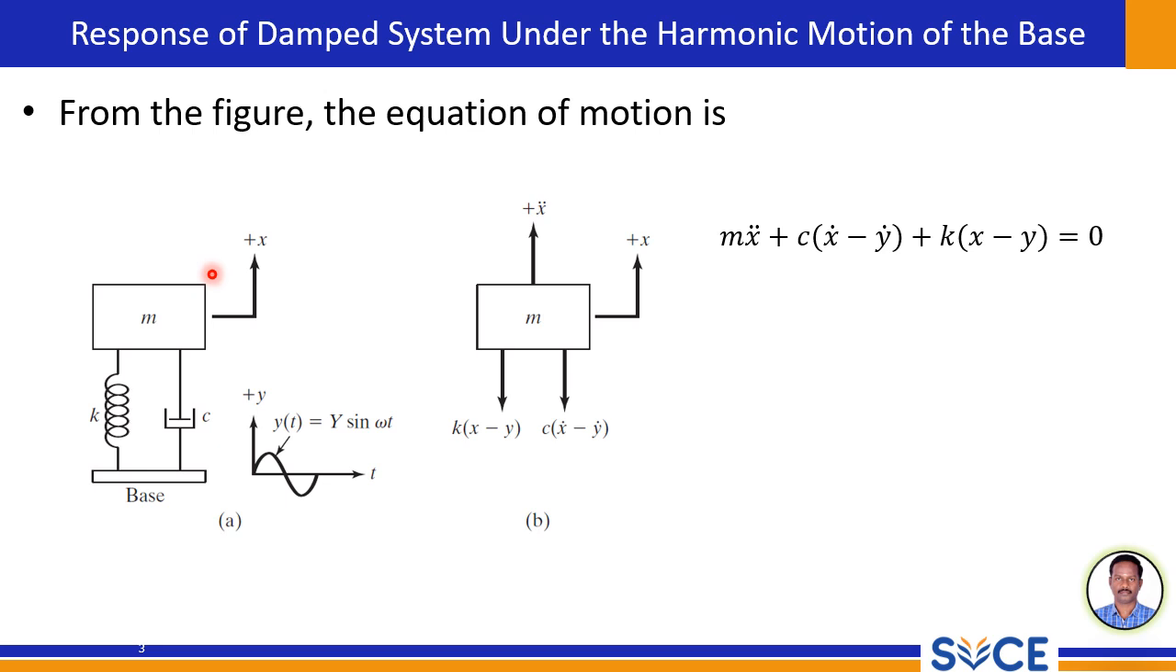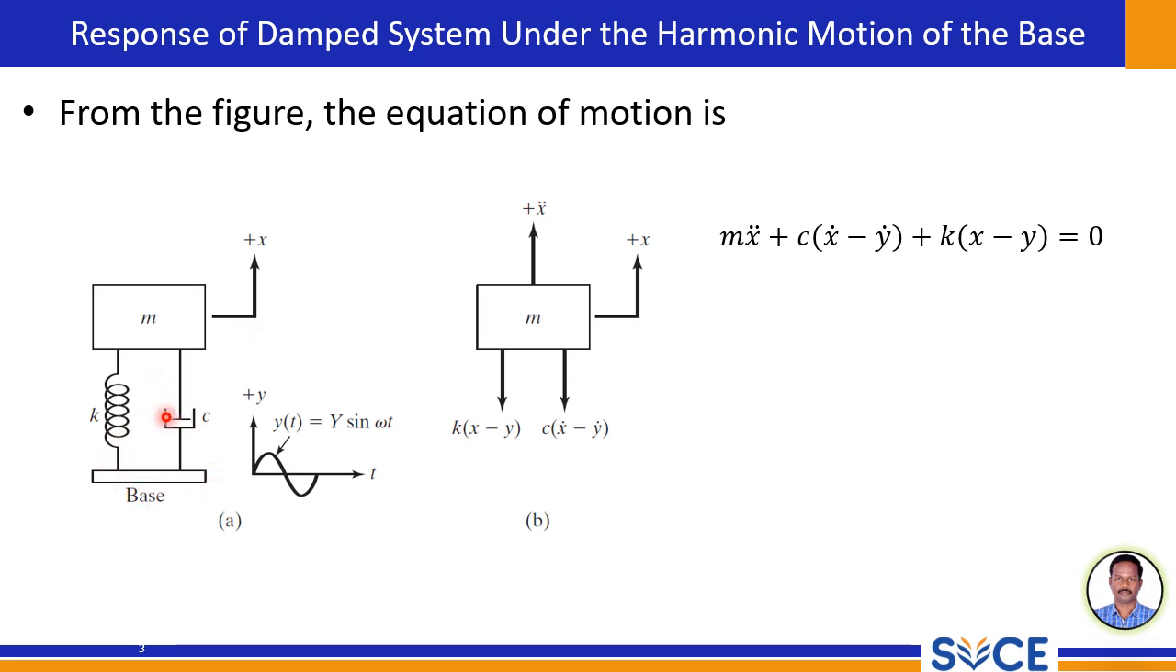We are now going to delve into the mathematical representation of the system behavior. Our goal is to derive the equation of motion that describes how the mass m responds to the harmonic motion of the base. As we discussed, the base is undergoing a sinusoidal motion represented by y of t equals Y sine omega t. This motion is transmitted through the spring K and damper C to the mass m.